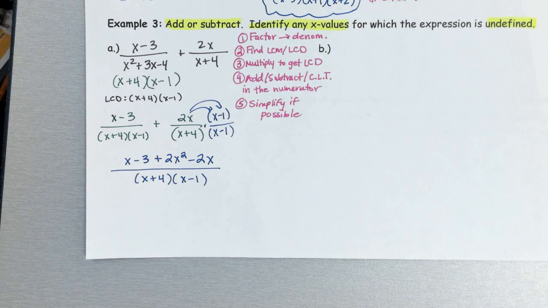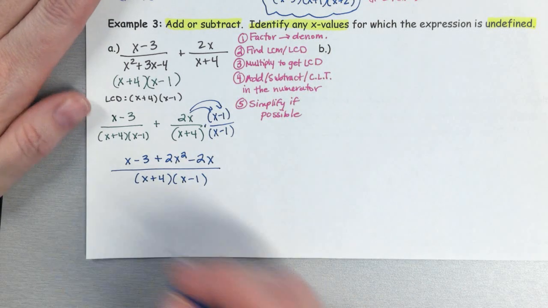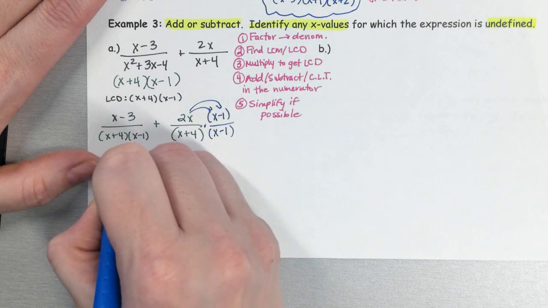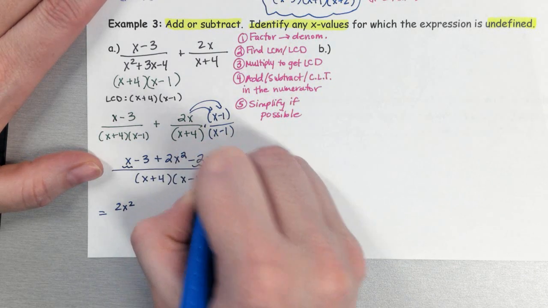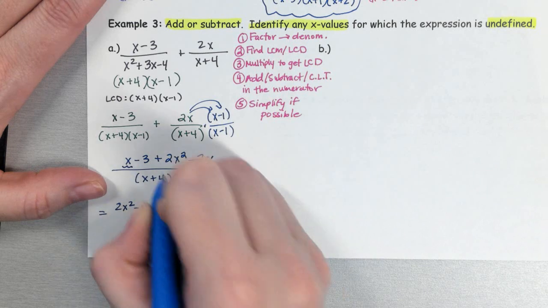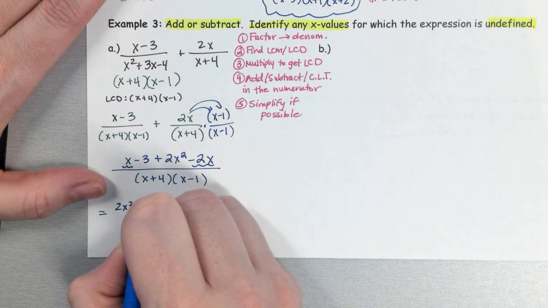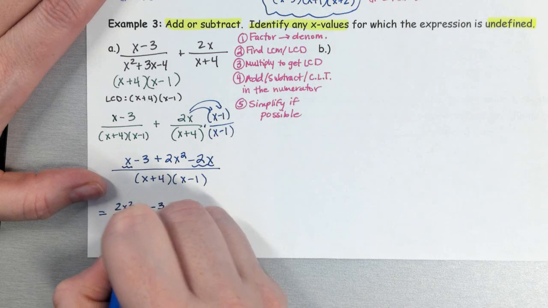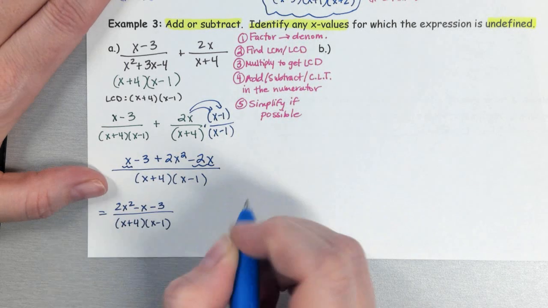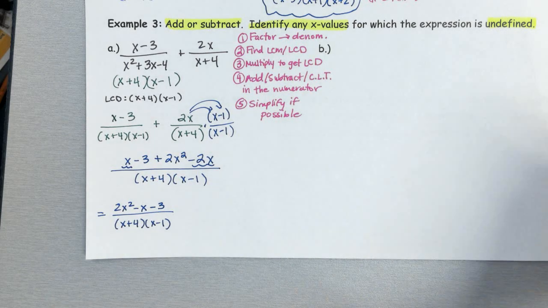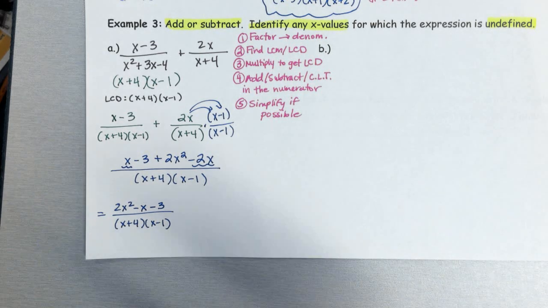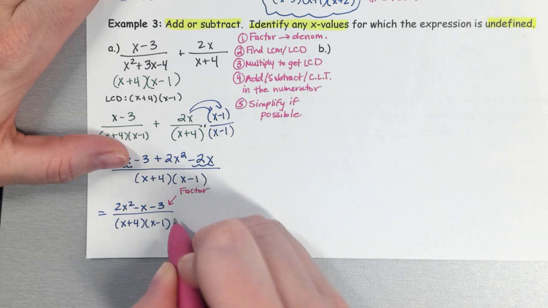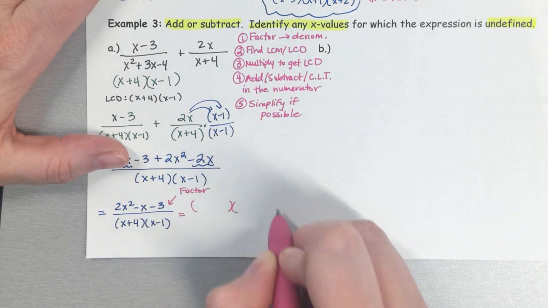Okay, then we'll combine our like terms. So 2x squared, I have x minus 2x, which is -x, and then I have -3. Now the simplifying process means if you can factor this, you're going to factor, because sometimes things will cancel out. Alright, so let's factor this.